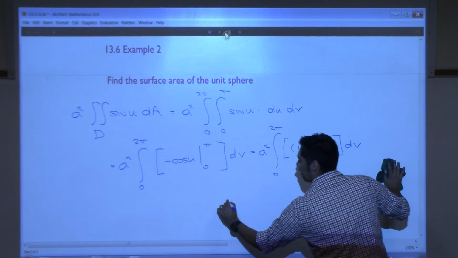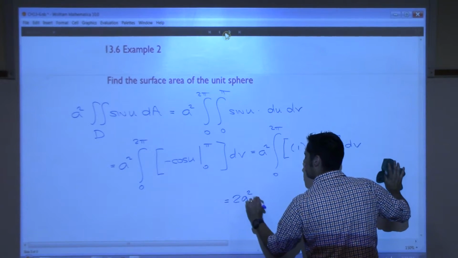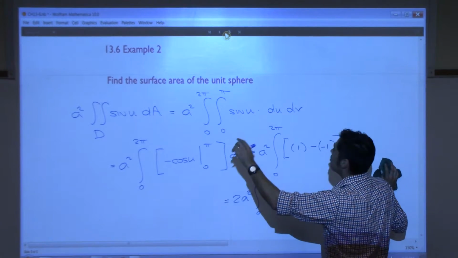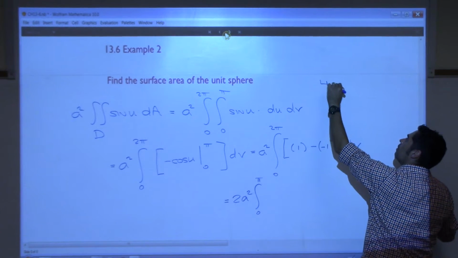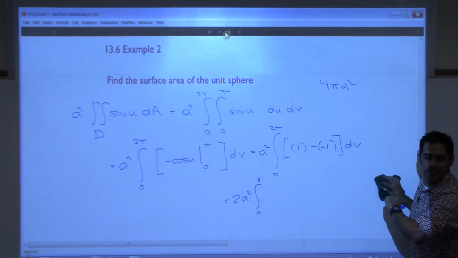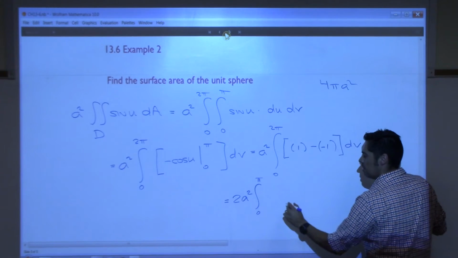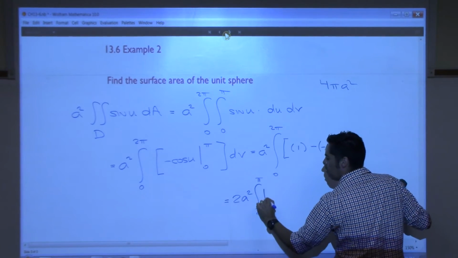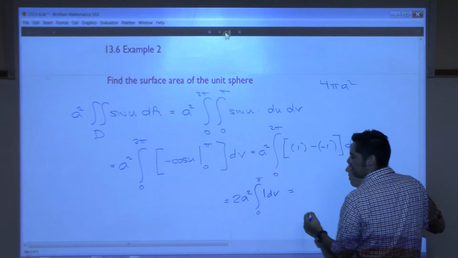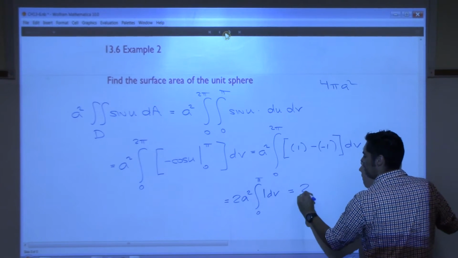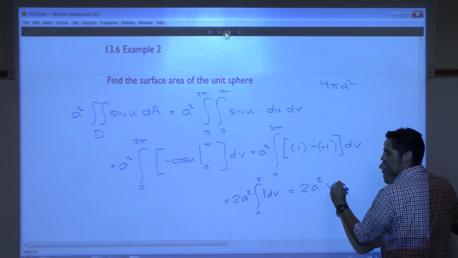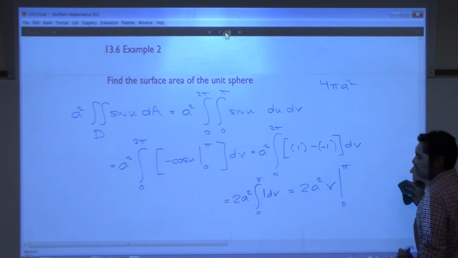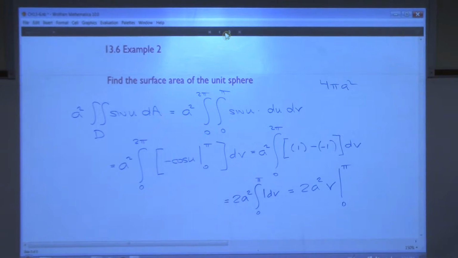So you've got a 2 comes out, 2a squared. It's looking promising, isn't it? Remember what we were trying to get to? That's encouraging. I'm integrating, I pulled the 2 out, and the a squared's already out there. This is just really like a 1 dv, right? The antiderivative of 1 with respect to v is v, evaluated from 0 to pi, which is 2 pi.